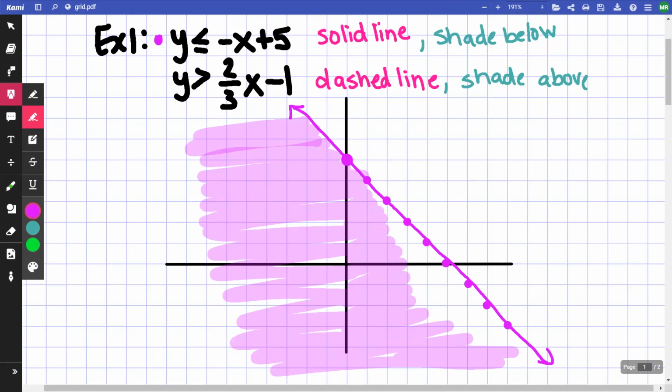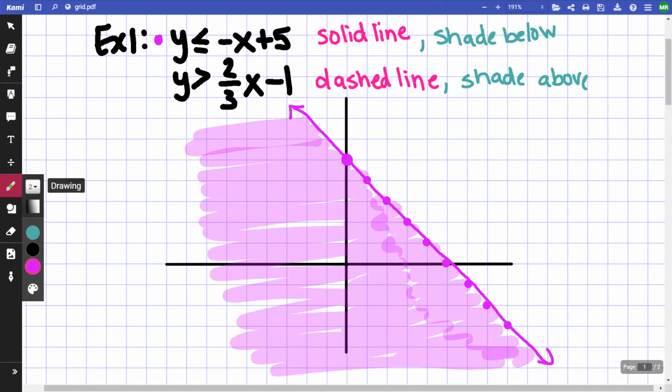Now, for the next one, let me do that one in teal. Okay. So for that one, my y-intercept is going to be at -1. And I'm going to be going up 1, 2 over 1, 2, 3. Up 1, 2 over 1, 2, 3. This is going to be a dashed line. So I'm going to draw a dashed line.